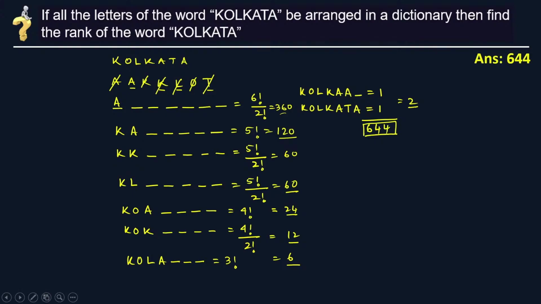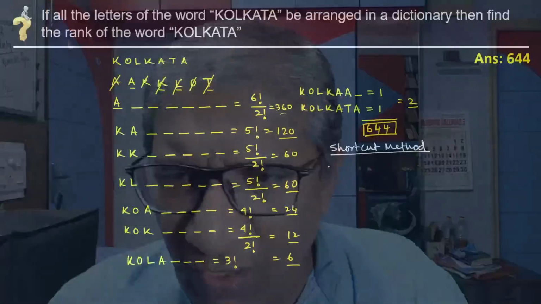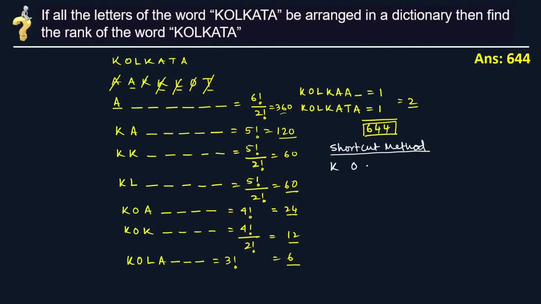Is it clear? So this is the analytical method that I have done. Now I am going to solve the same sum by shortcut method. Okay? So see the shortcut. This shortcut method will be applied for any word when you have to find out the rank of that word, but when alphabets are repeated, in that case. What you will write? You simply write Kolkata.